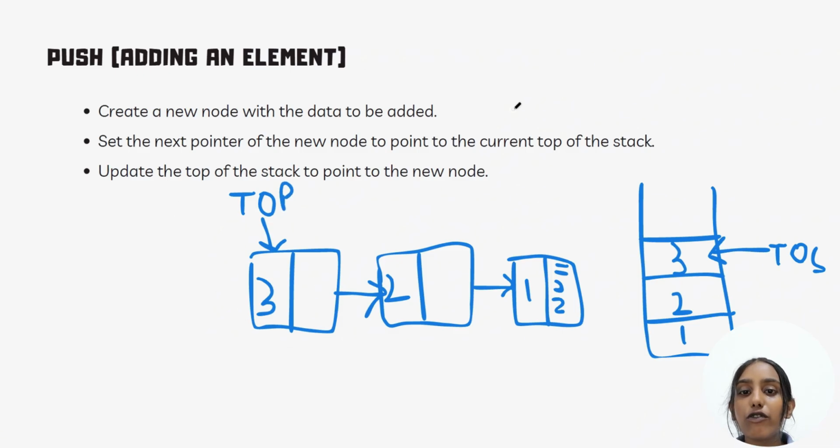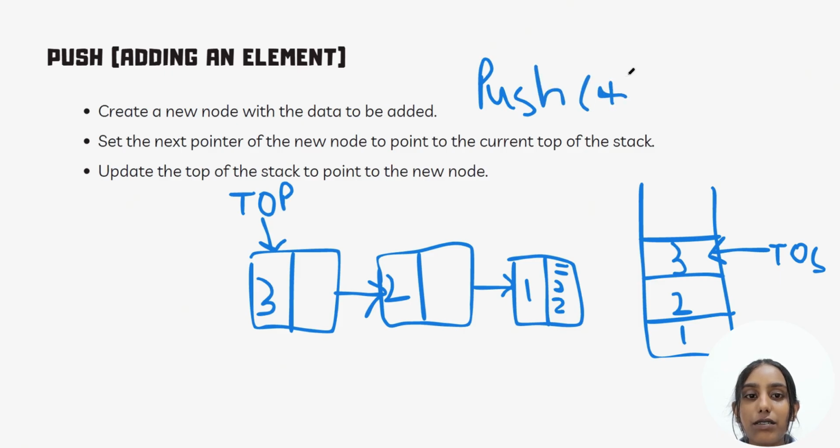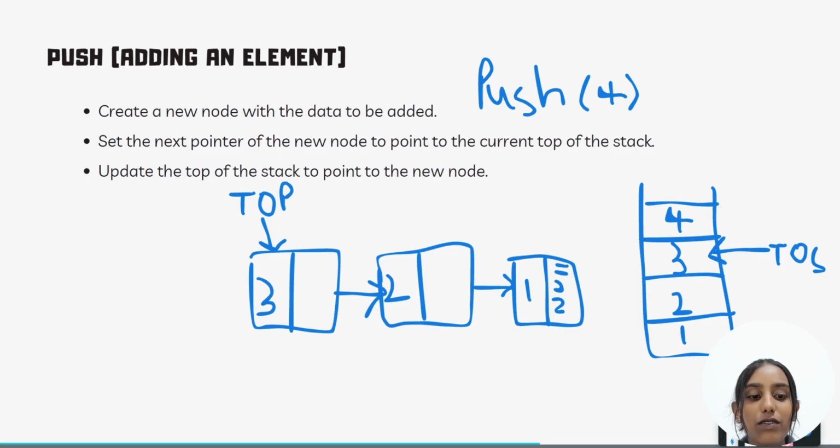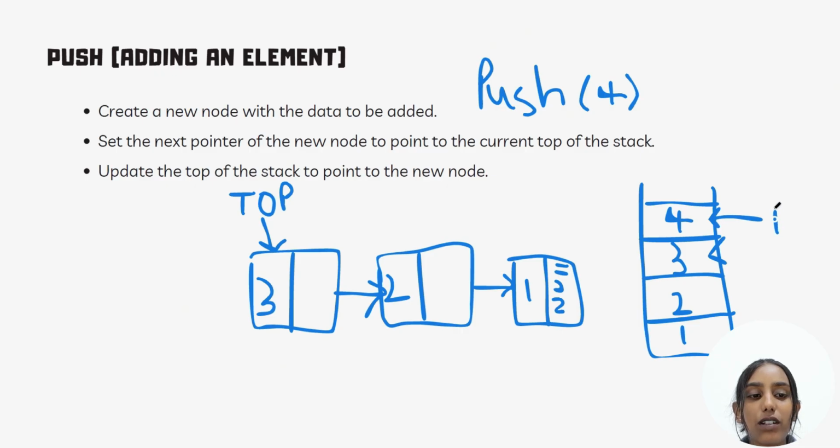So if we want to add 4, so we want to push 4 onto the stack. In the stack it would add 4 onto the top, and then 3 would no longer be the top of the stack. The top of the stack pointer would point to 4.